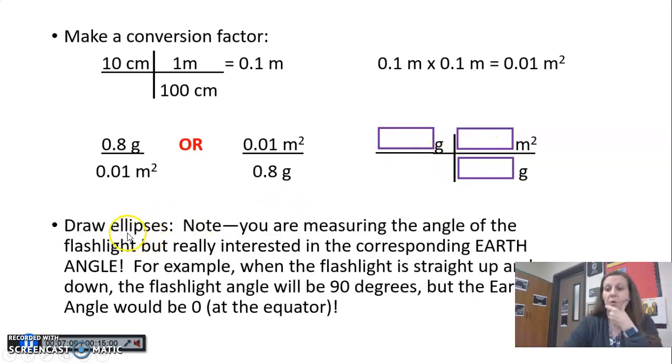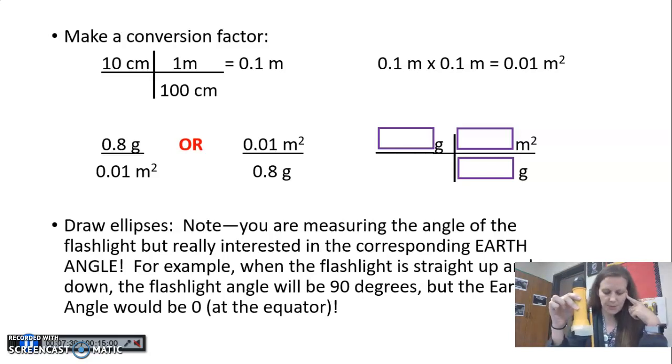All right, one more thing to note. The next thing that you are going to be doing in your lab is drawing ellipses. As you are drawing ellipses, you are going to be using a flashlight. All right?